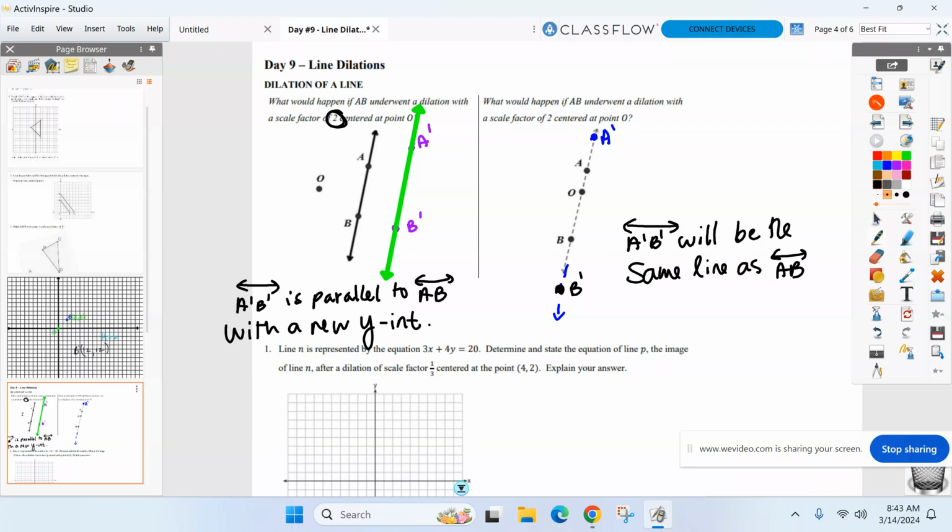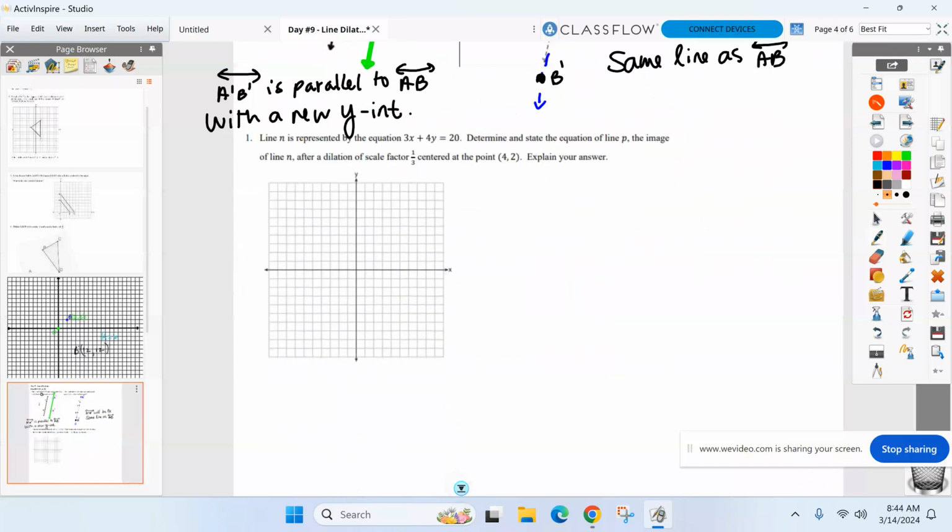If the center of dilation is on the line I'm dilating, nothing happens. My new line is the same line. If it's off the line, my new line is parallel with the new y-intercept. All right, so it all depends on where the center is. Now let's get back to graphing.